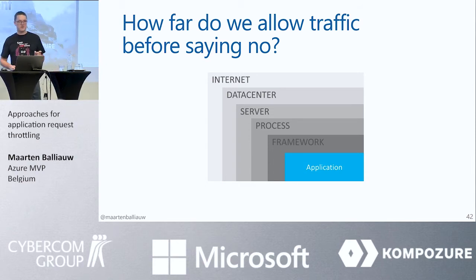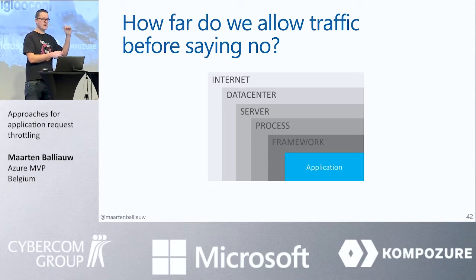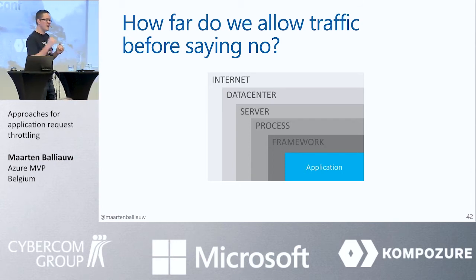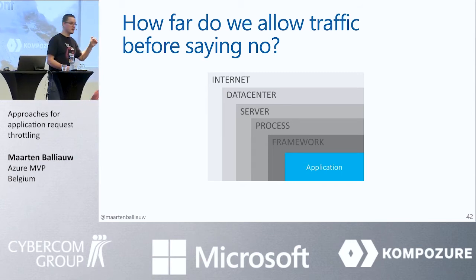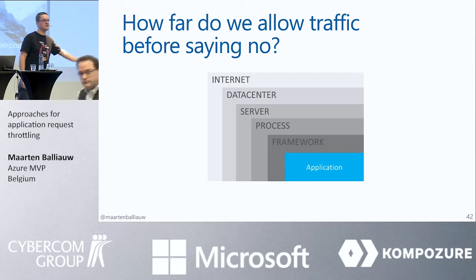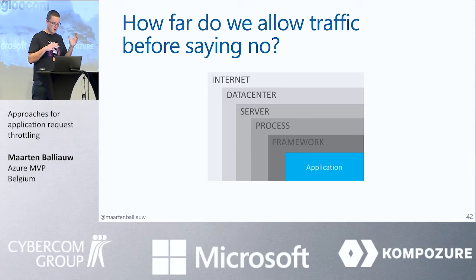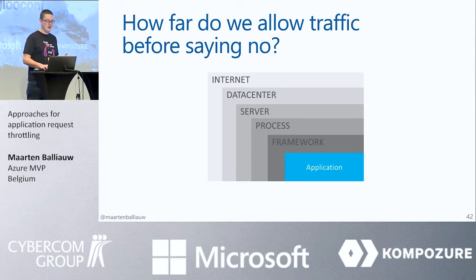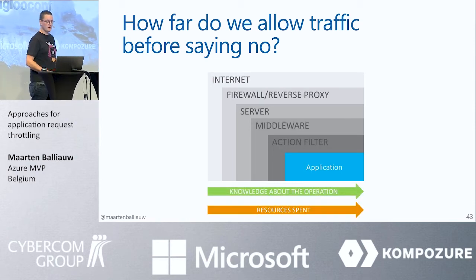Do you stop them at the data center level when they just come into your network? Is that where you throttle the user? Do you stop them when they hit your server? Do you stop them when they hit the process in which your application runs? Or do you stop them when they actually hit your application itself? All of these locations have pros and cons, basically. If we flip the labels on this thing, we can look at it like this.